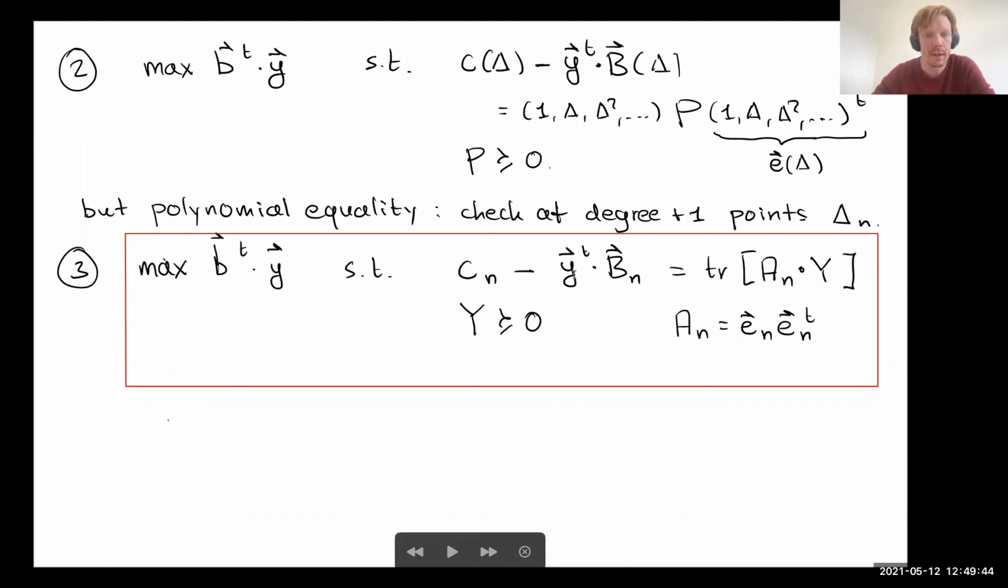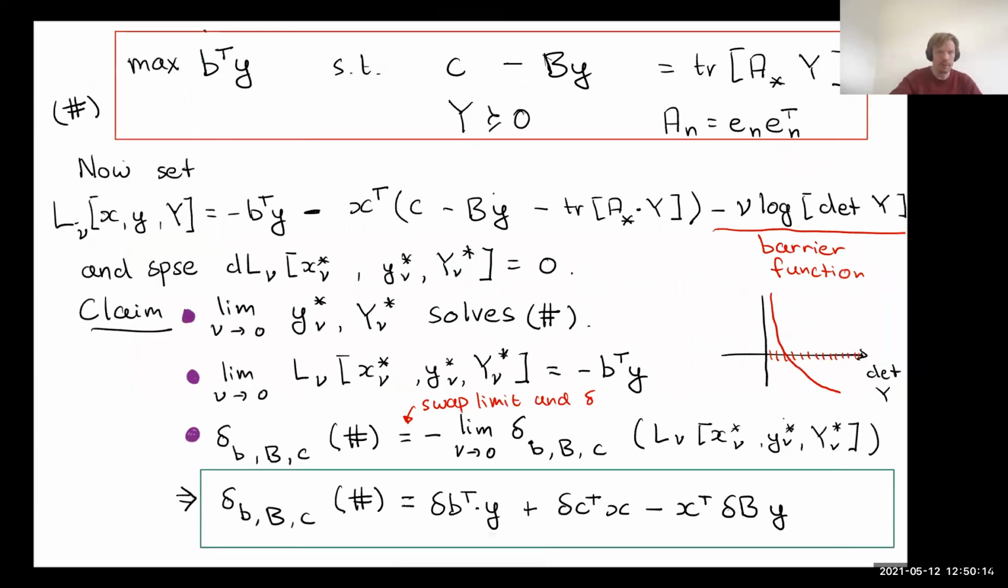So this is now the problem: maximize b^T y such that c_n minus y^T b_n is equal to, typically written like this, trace of A_n Y, but the A_n are just these outer products of the vectors of monomials. And then I renamed the matrix P as Y, and Y is positive semi-definite. Y is the traditional notation in our literature, so that's why I call it like that. So here's then our semi-definite programming problem. I dropped the indices a little bit, but it's still the same idea: b^T y such that c minus By equals trace A* Y. The index n is dropped from c_n, b_n, and A_n, but you can think of them as vectors in this space labeled by this index n.